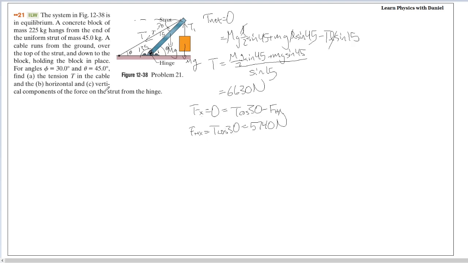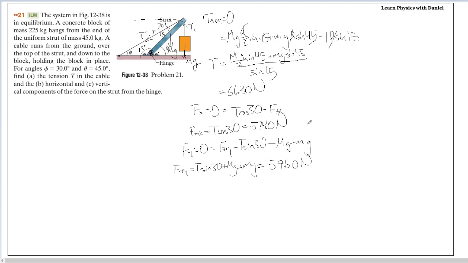Alright, now for the y direction, we have that Fy equals 0, which equals, if we take up as positive, we have FHY, and then 3 downwards forces, which is T sine 30 minus mg minus mg. So we can see that FHY equals T sine 30 plus mg. And if you plug in your numbers, including T from part A, we can see that FHY is equal to 5,960 newtons.